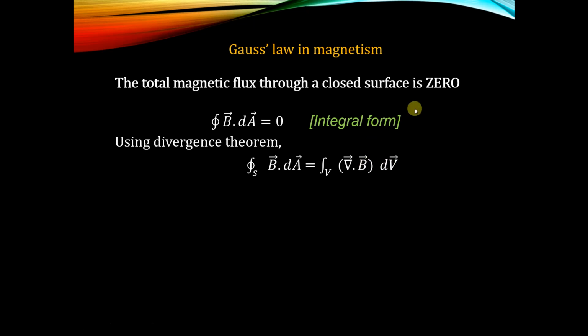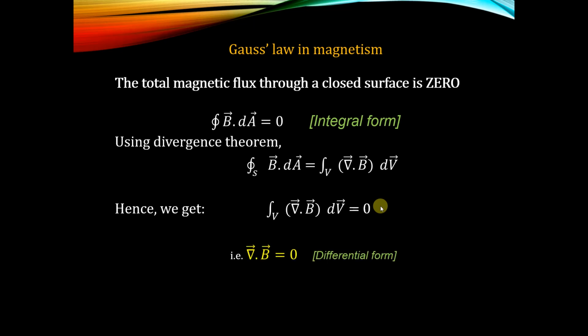So if I just replace the surface integral B dot dA by this volume integral del dot B dV, I will get the volume integral of del dot B dV is equal to 0. For any volume, or if I consider the total volume of the surface, I will get del dot B is equal to 0. That means the divergence of the magnetic field is equal to 0, and this is the differential form of Gauss law, a very important relation.